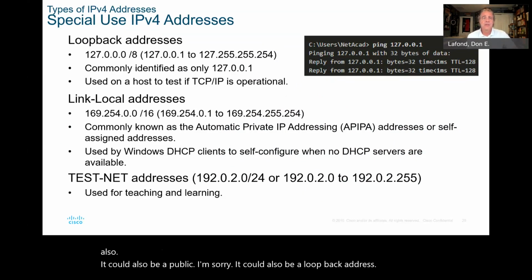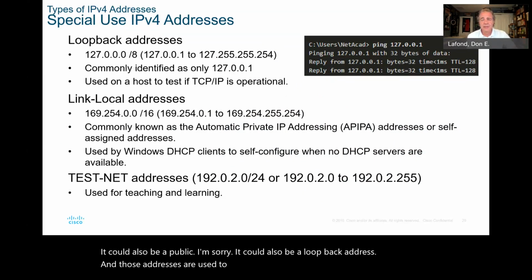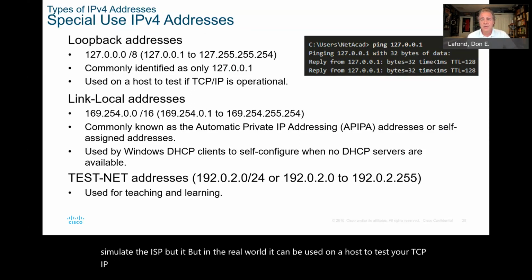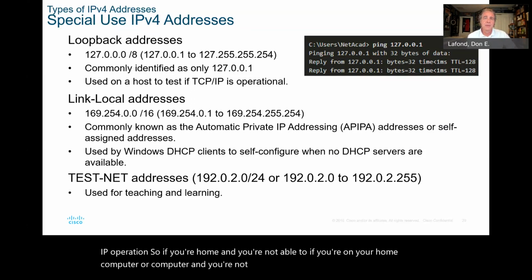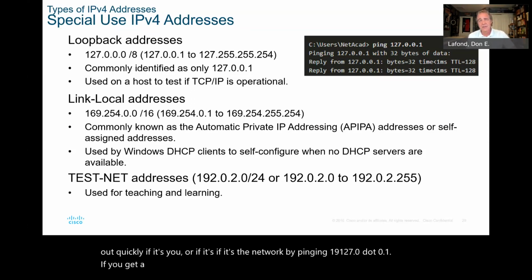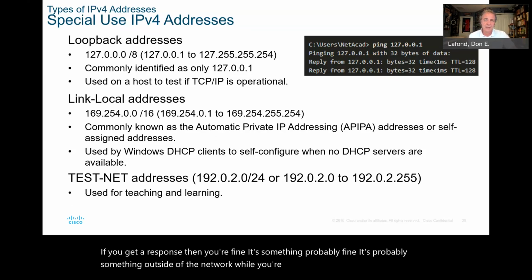Those addresses are used, for example in a testing environment, to simulate the ISP. But in the real world, it can be used on a host to test your TCP/IP operation. So if you're on your home computer or a work computer and you're not able to communicate with other people, you can find out quickly if it's you or the network by pinging 127.0.0.1. If you get a response, then you're probably fine. It's probably something outside of the network or your configuration to get outside of the network.